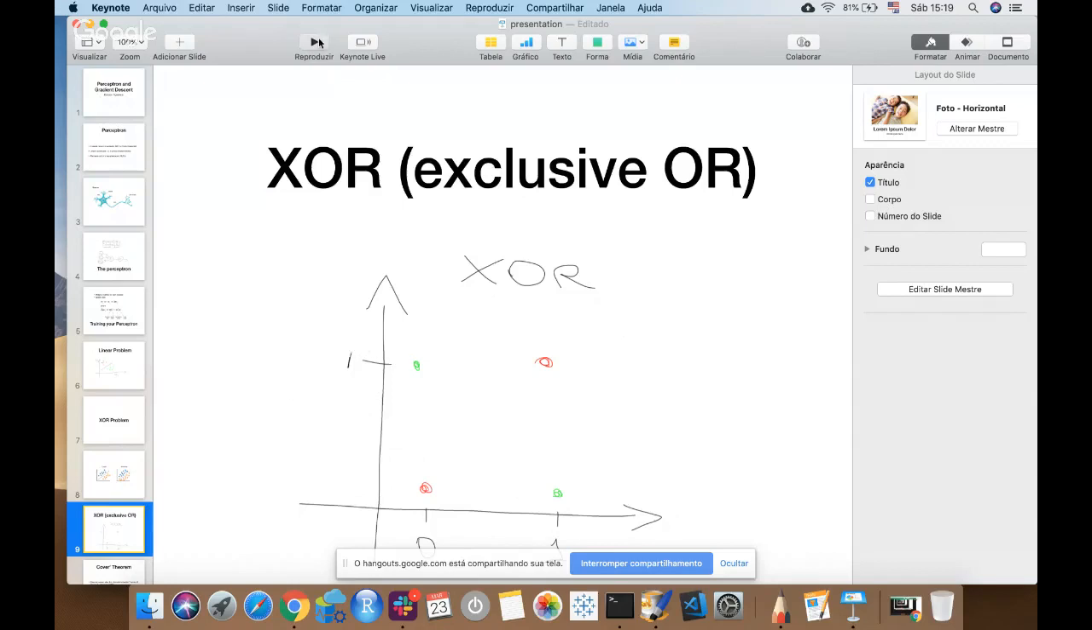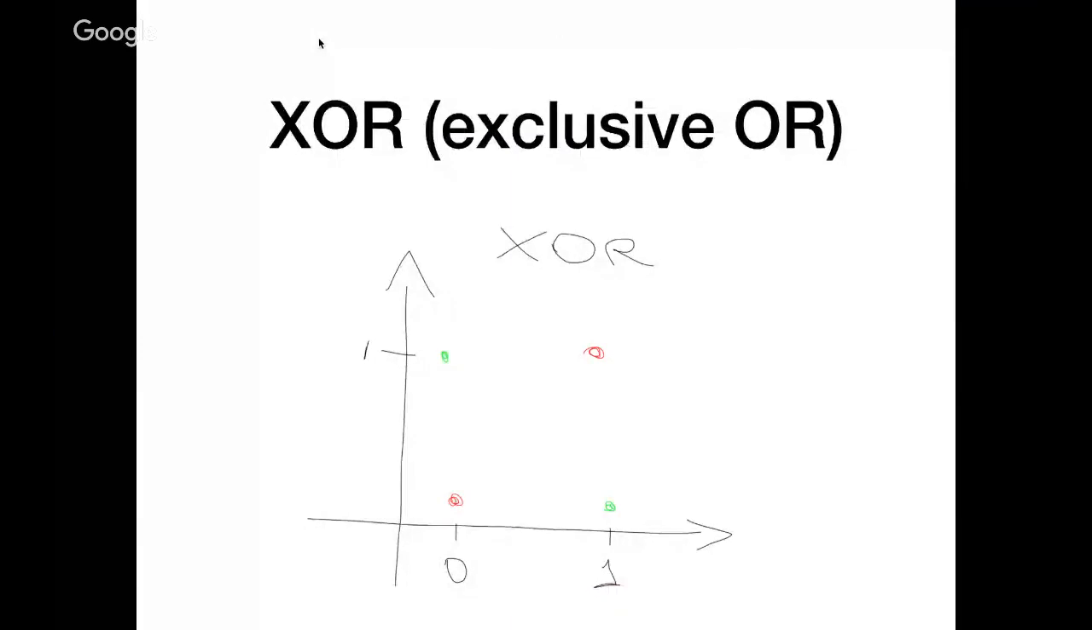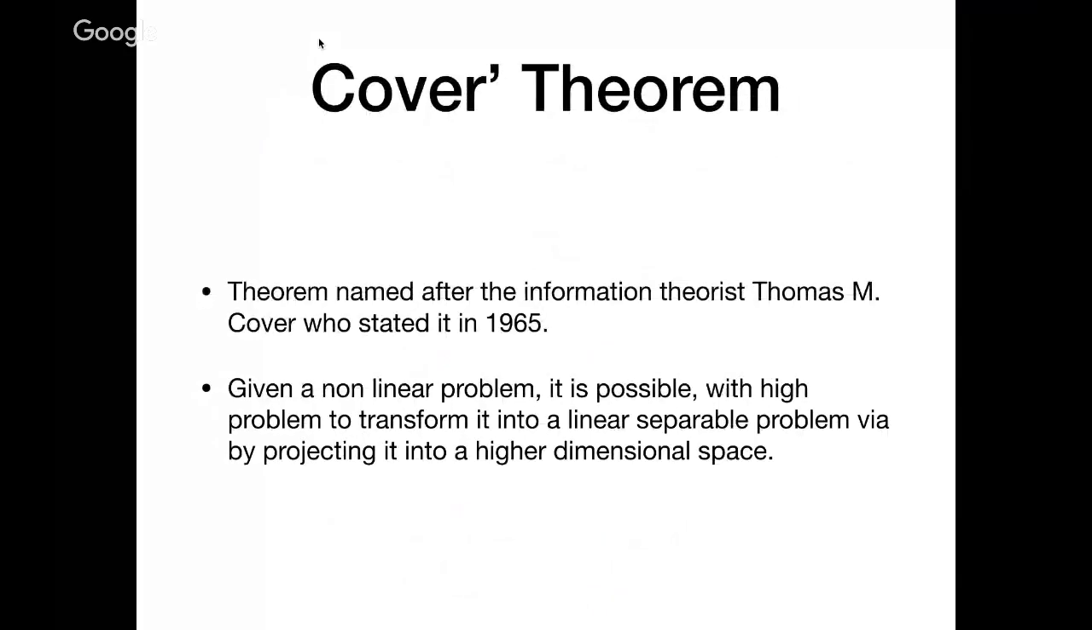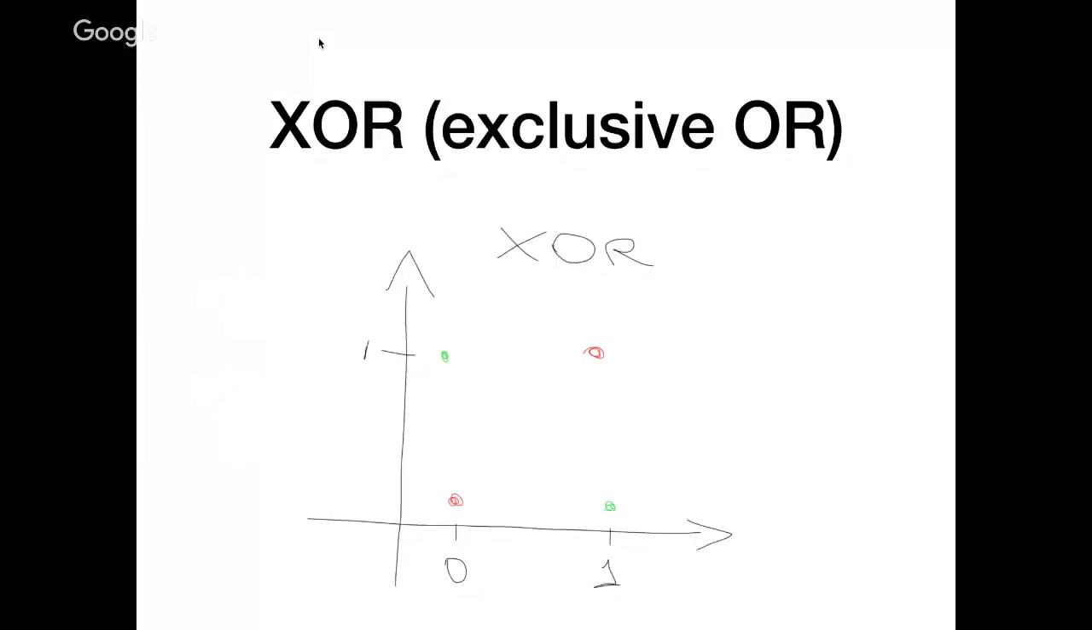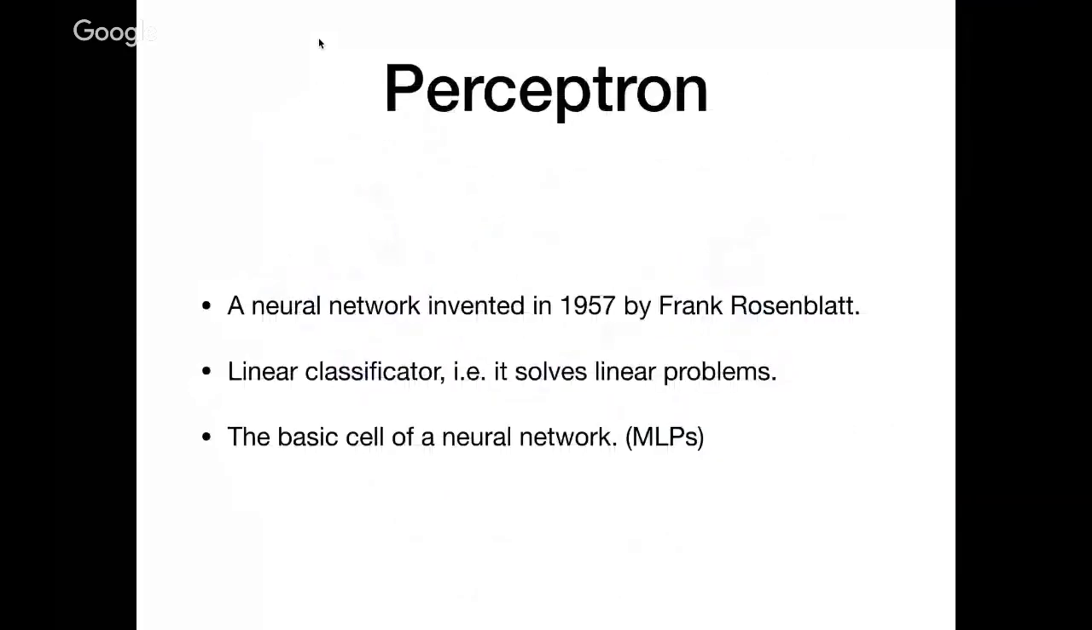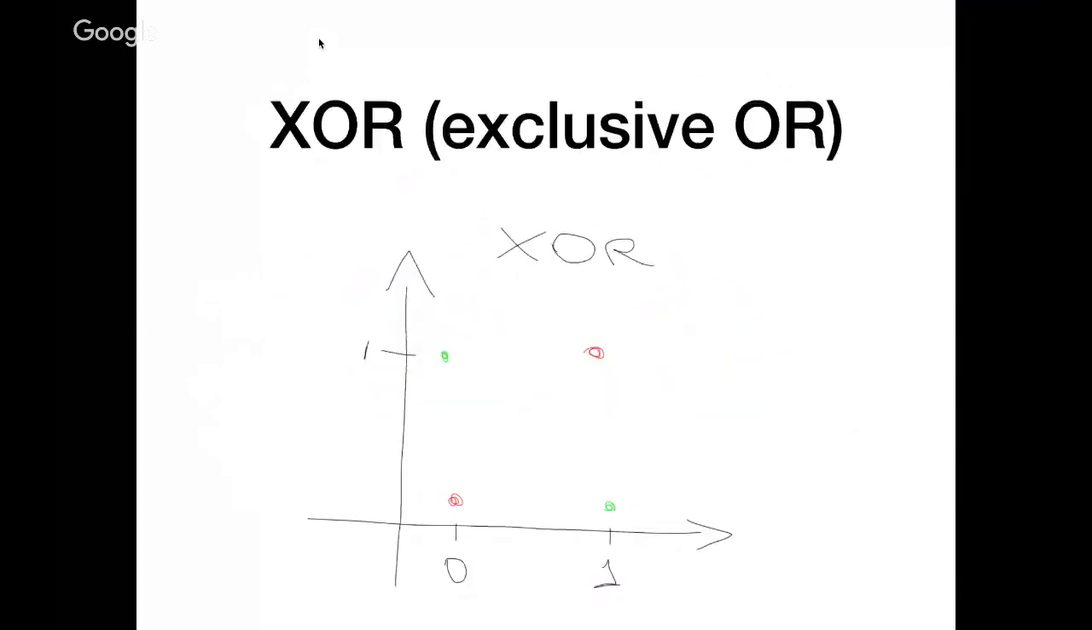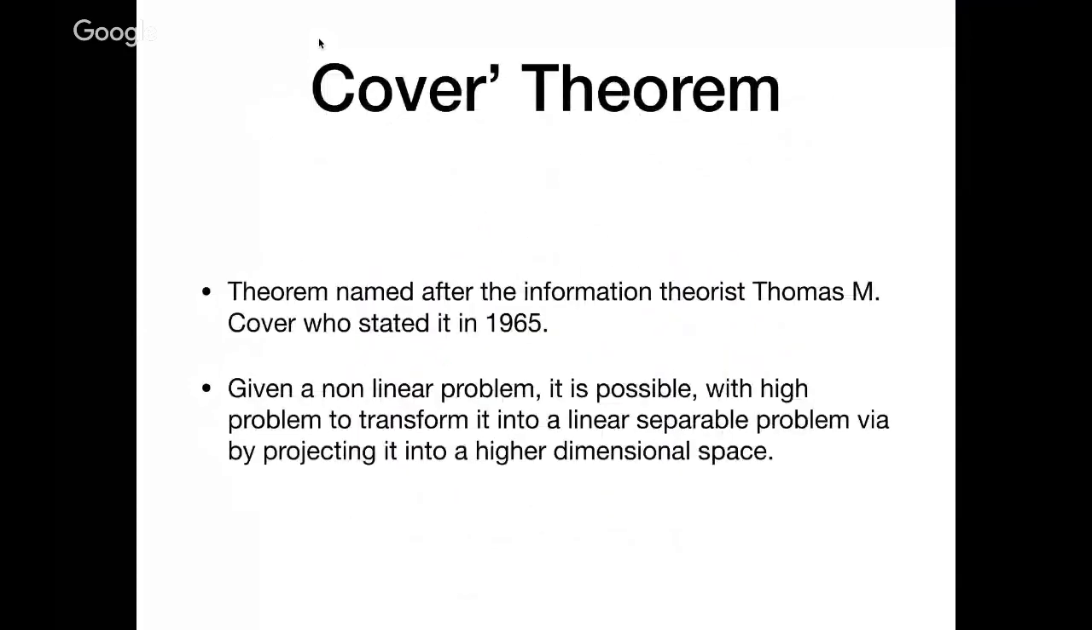But thankfully, this problem was solved quite a few years ago by something we call the Cover theorem. It is a theorem named after a guy named Thomas M. Cover, who stated it in 1965. So keep in mind that the perceptron was invented in 1957, but the way to solve this nonlinear problem was only invented in 1965.